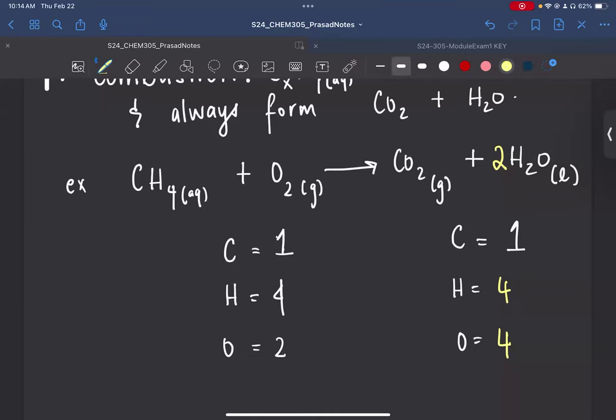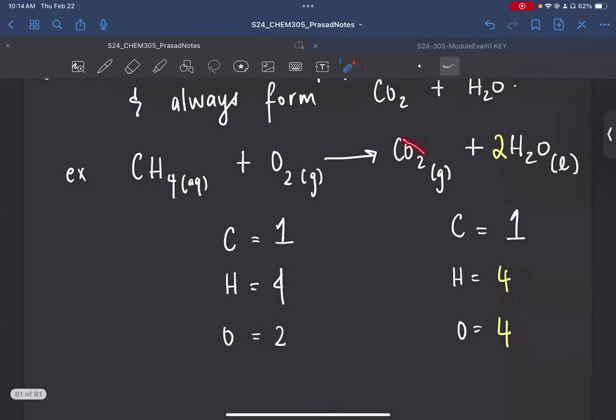Don't get scared though. Is that a question about what we just did? Oh, all right, let's erase it. How many oxygens are currently here? 3. So if I put a 2 right here, how many oxygens do we have on the right? 2 plus 2.